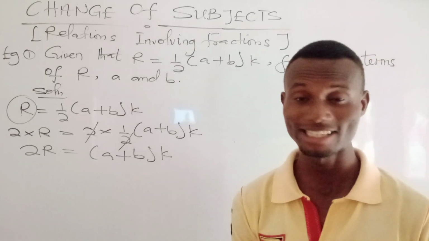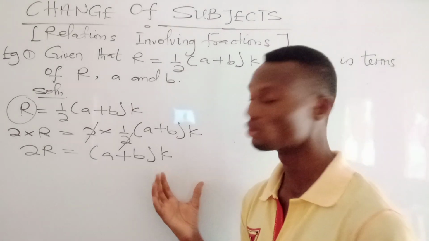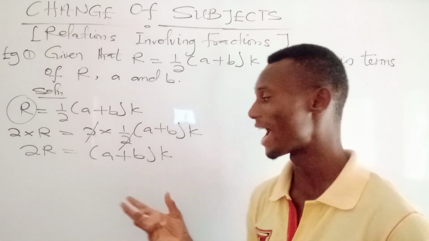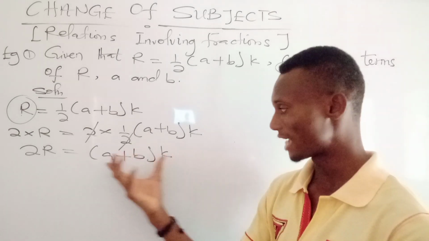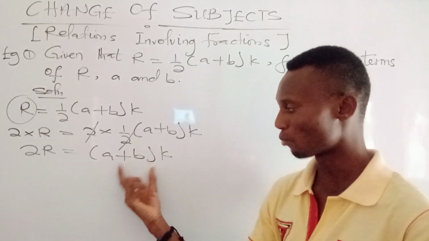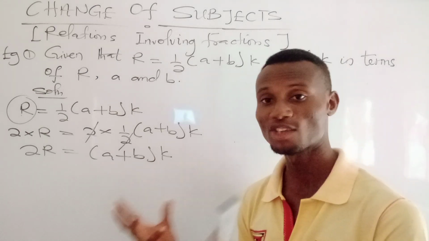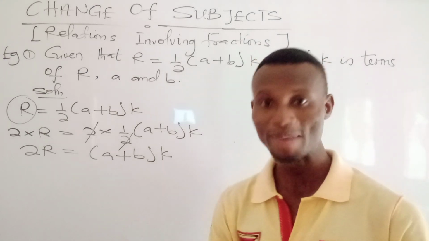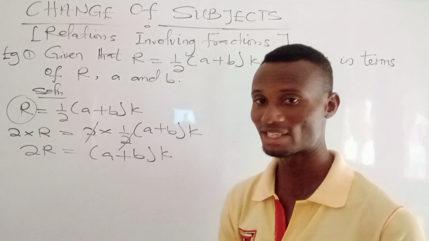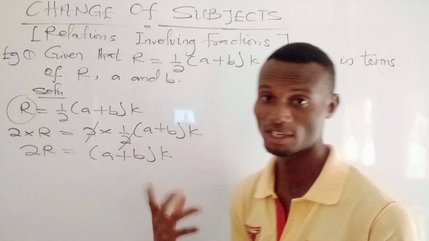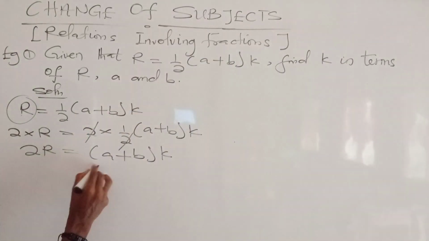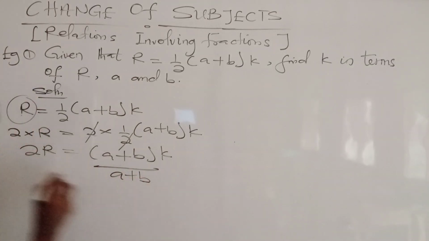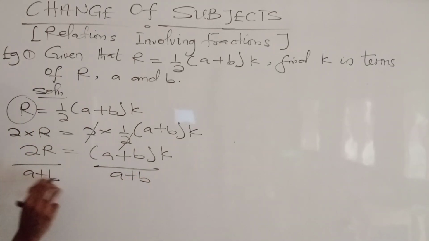And we have to make k the subject. So we are going to divide through the equation by the coefficient of k, which is a plus b. Now you can see that this a plus b is multiplying the k. So for us to get k to stand alone, because you are making k the subject, we divide through the equation by the coefficient of k, and the coefficient of k is a plus b. So we are going to divide here by a plus b, and here also by a plus b, so that this a plus b will cancel this a plus b away.